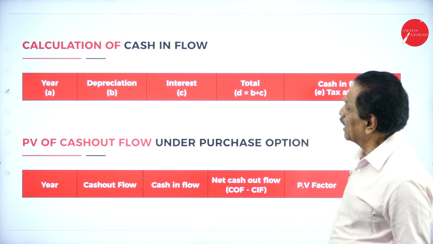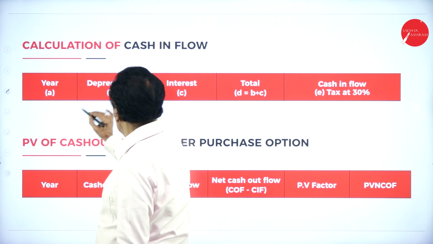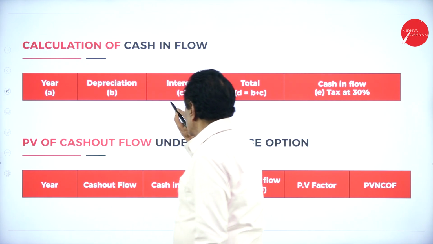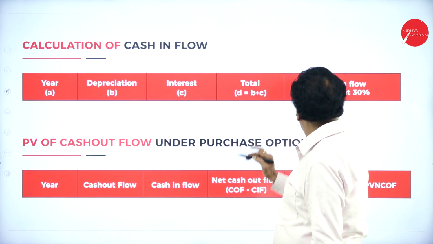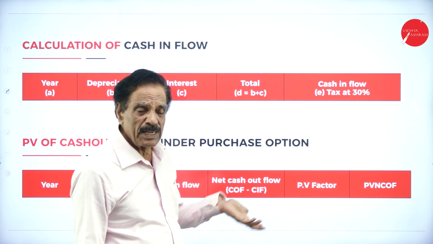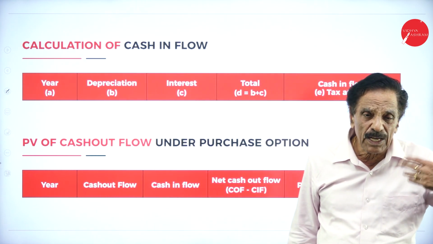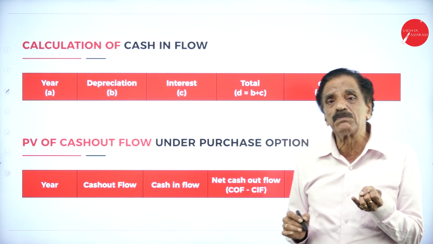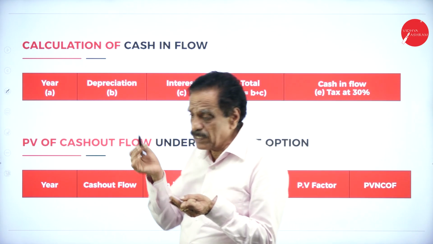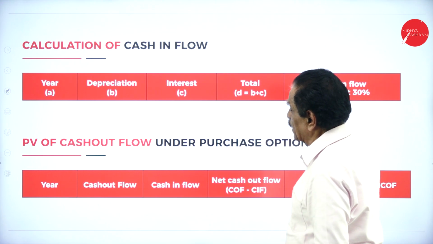Then the third is cash inflow. Whatever depreciation you calculated, then add the interest and make the total. On that, it may be 30% tax or 40% tax. That's your cash inflow, which is an income. First calculate the depreciation, then the interest, make the total, and on that apply the percentage. That is your cash inflow.